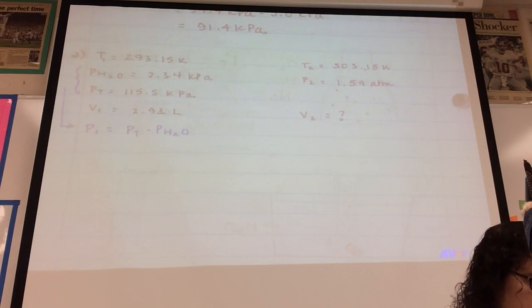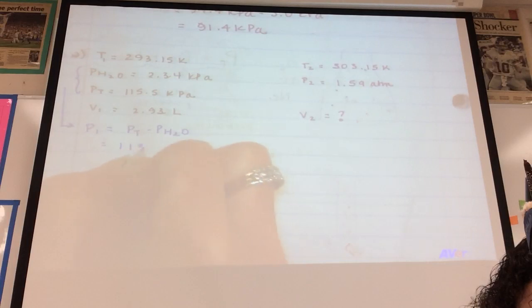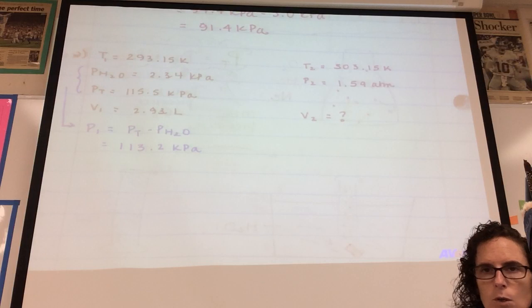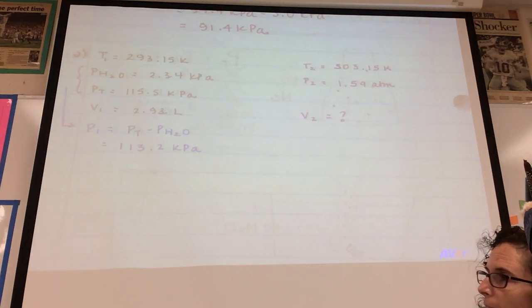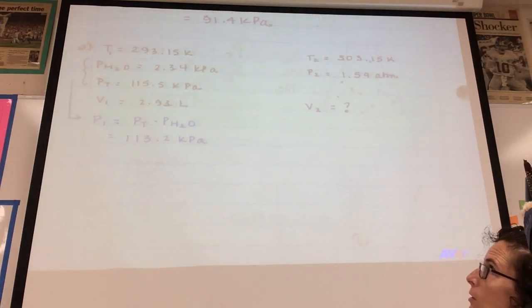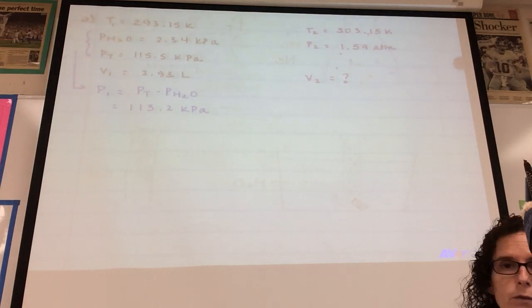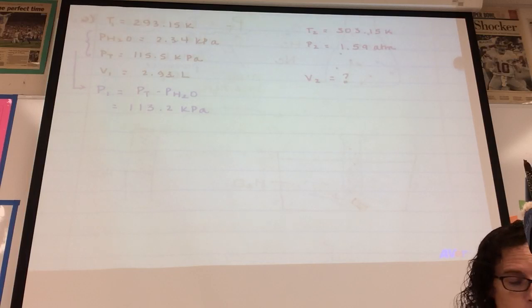115.5 minus 2.34, and that is 113.2 kPa. So the first thing we do is we get the pressure of the hydrogen gas under the first set of conditions. Be very careful there. Now there's one more sticky point in this problem. And for those of you who write out quantities, you would catch it. But for those of you who tend to only write numbers, you could miss it.